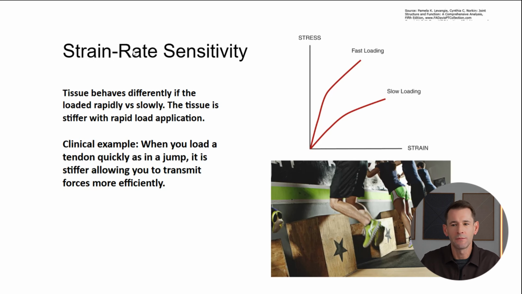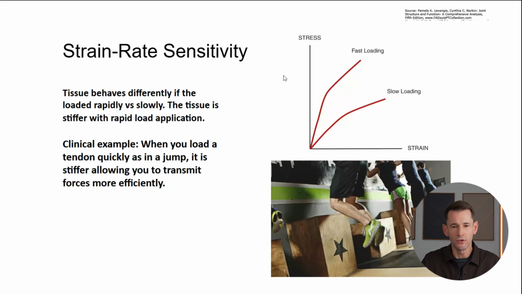Our last concept is strain rate sensitivity. And all this says is tissue behaves differently if you load it rapidly versus load it slowly. Tissue is always going to be stiffer when you rapidly load it. And this is an adaptation that we take advantage of every day. So let's go back to our example of that Achilles tendon.